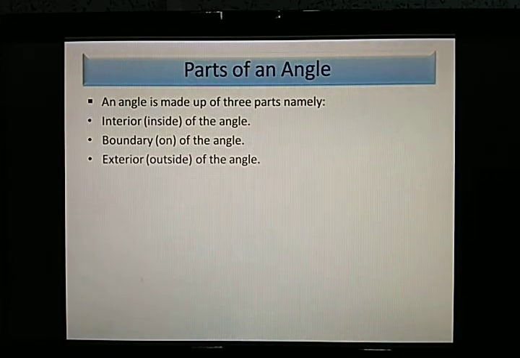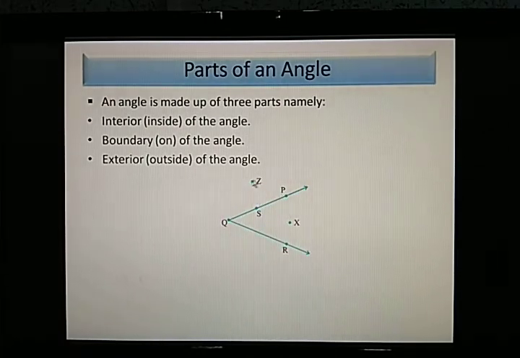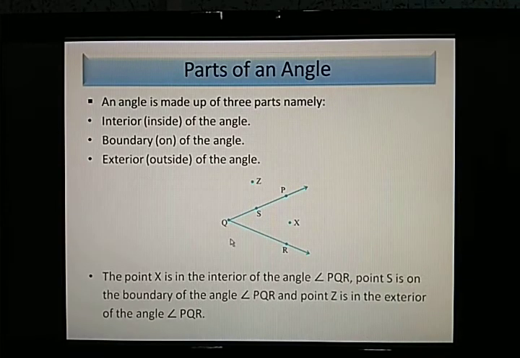So mainly we will be discussing these three parts, and they will be denoted by points. You can see in this diagram. This is the diagram right from your textbook. You can see some points which are lying inside, outside, and on the angle. So let us see which are the points. Don't confuse this as a point. This is the vertex, and P and R are also not points. They represent this ray.